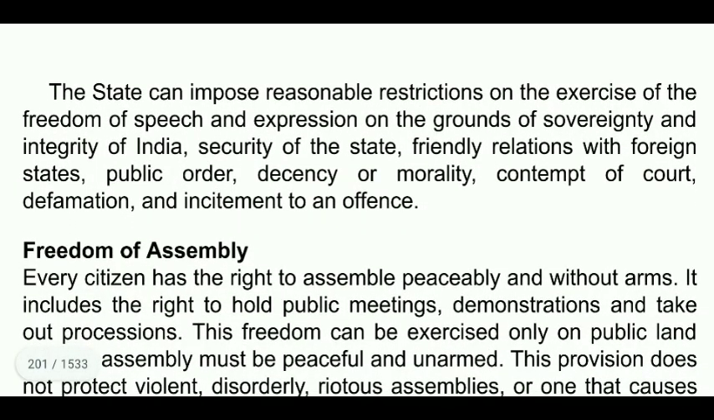The state can impose reasonable restrictions on the exercise of the freedom of speech and expression on the grounds of sovereignty and integrity of India, security of the state, friendly relations with foreign states, public order, decency or morality, contempt of court, defamation, and incitement to an offense.